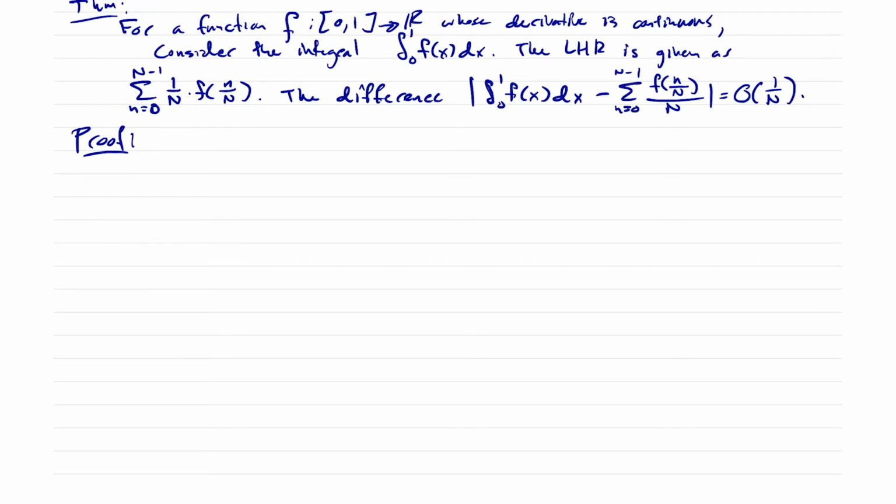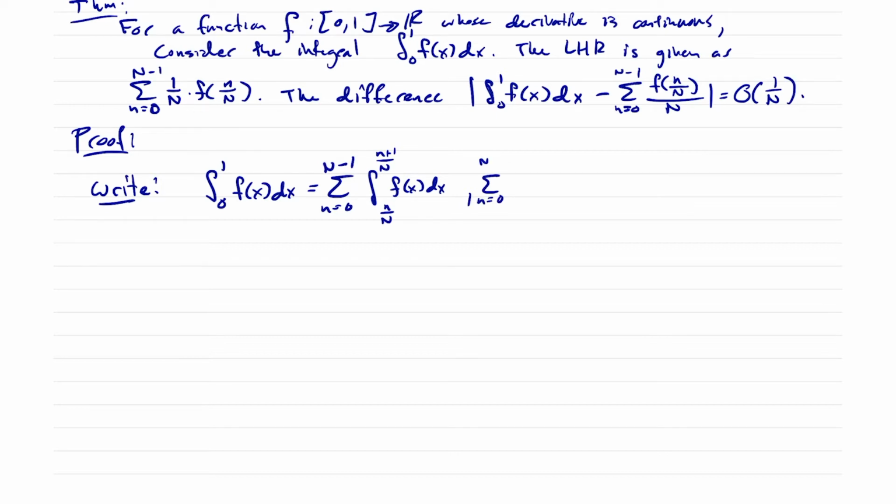So we're going to take this integral, 0 to 1, of f of x dx, and I'm going to write it as the sum of n equals 0 to capital N minus 1 of the integral from n over capital N to n plus 1 over capital N of f of x dx. And on the other hand, I'm going to write the sum of n equals 0 to capital N minus 1 of 1 over capital N of f of n over capital N.